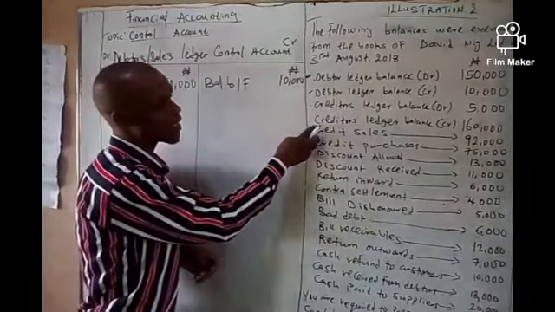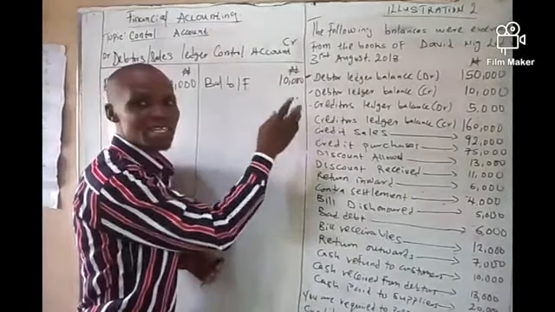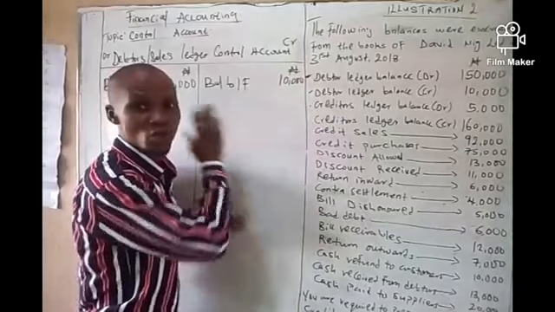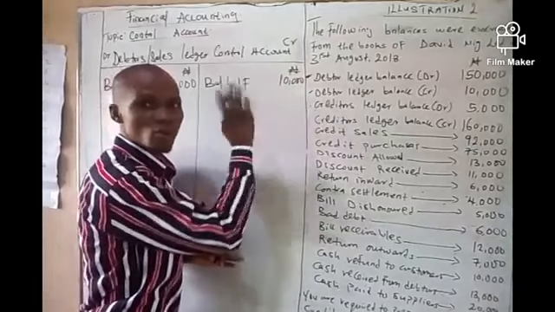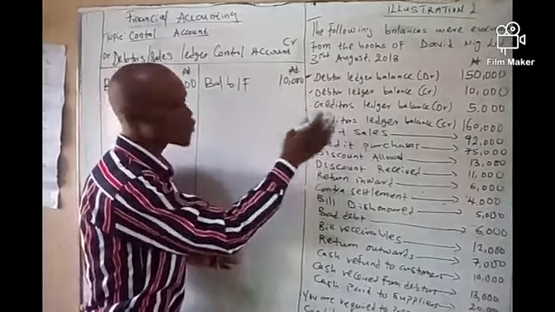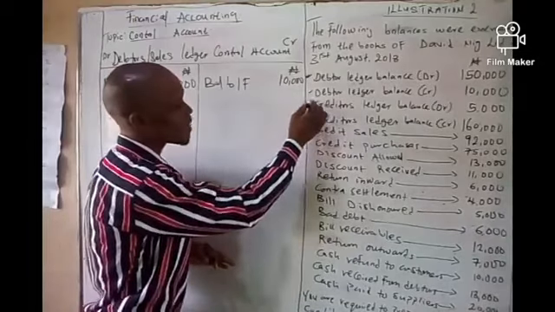Now we have another one again. We have creditor. Anything relating to creditor or purchase, we don't need it in this account. We have another creditor, we don't need it. You star it, we come back to that later.